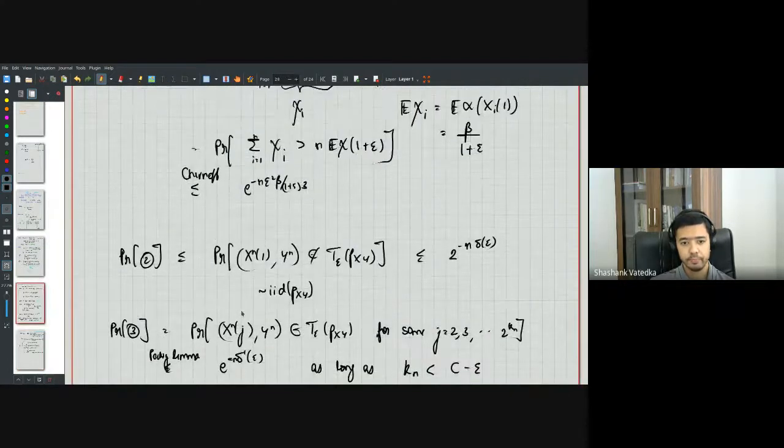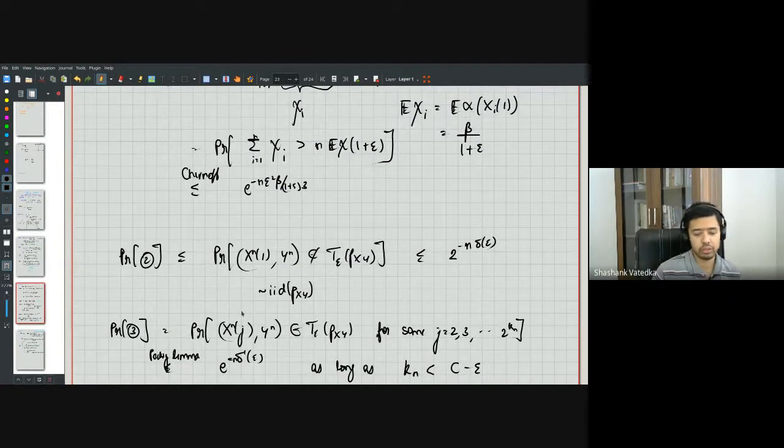All right. So once we show that all these three error events occur with very small probability, it also implies that the overall probability of error is also vanishing in n. All right. So any questions?